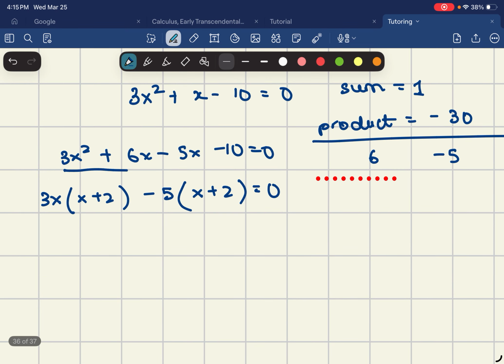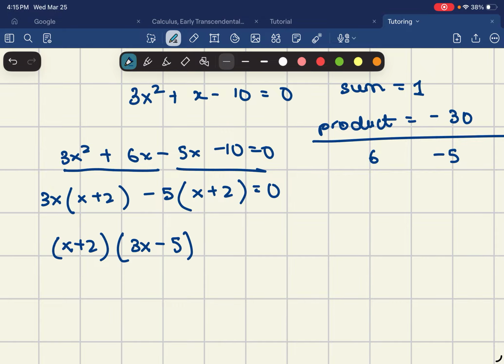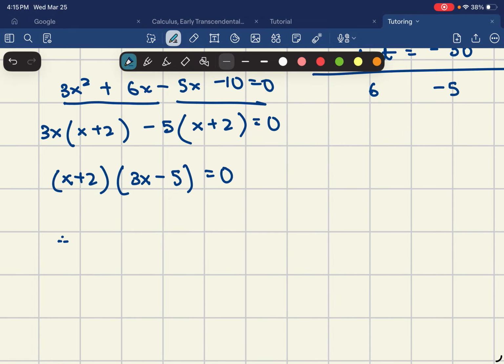So you want to factor out from the first two terms and the second two terms. I factor out the 3x from the first two terms, I get 3x times (x + 2). I factor out the negative 5 from my second two terms, I get −5 times (x + 2). And now I can factor out x + 2: (x + 2)(3x − 5) = 0. So therefore, x = −2 and x = 5/3. So those should be my two solutions.